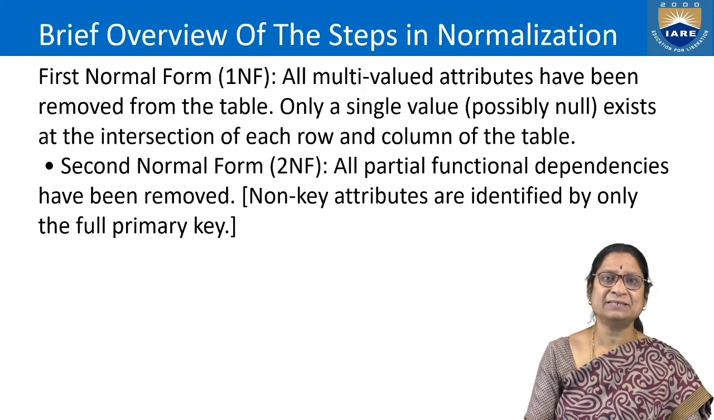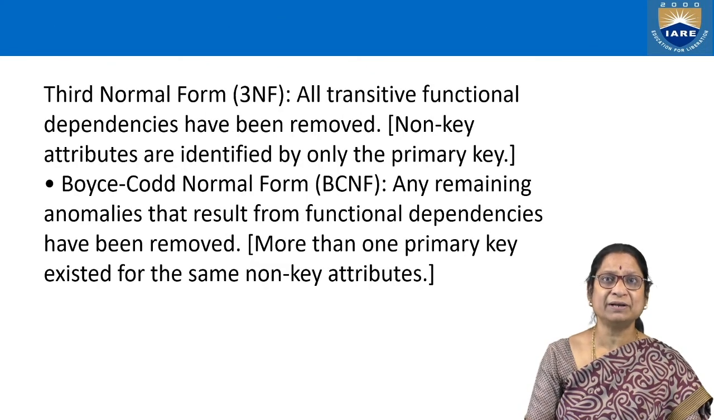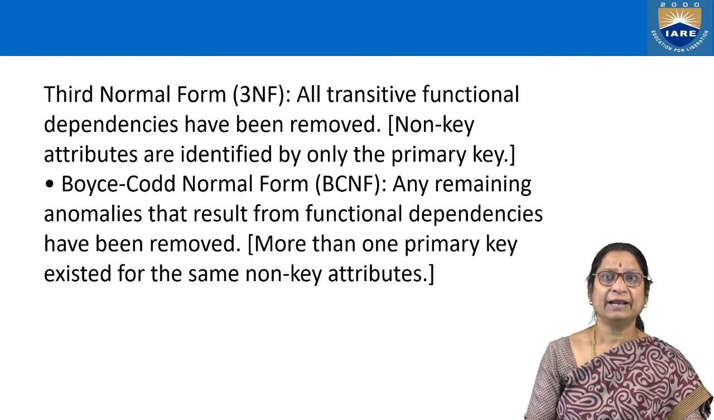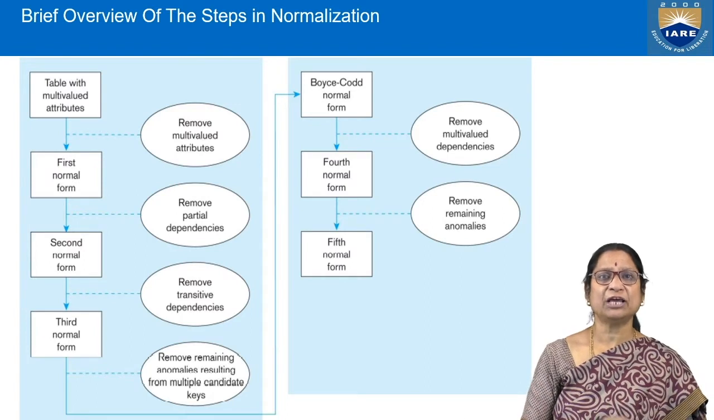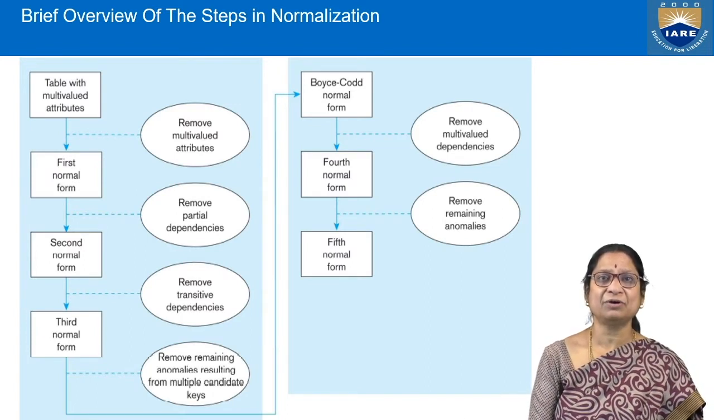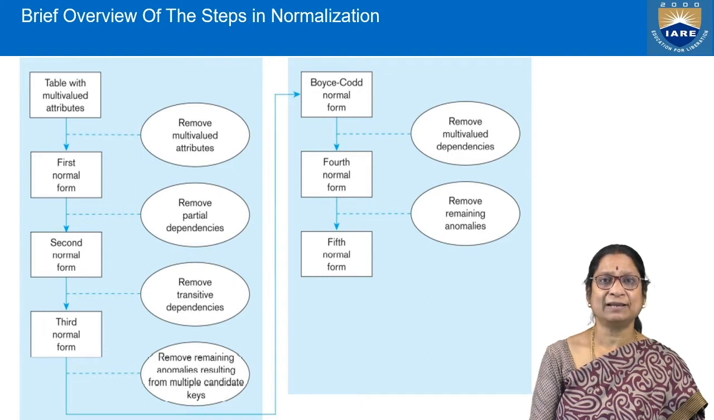The second normal form means partial dependencies must be removed. Third normal form means transitive dependencies must be removed. Fourth normal form means any anomalies remaining after 3NF must be removed by us. And then we are going to have fifth normal form and sixth normal form based upon our multi-value and join dependencies. We will define each one of them and we'll see some examples of each of these normalization techniques.